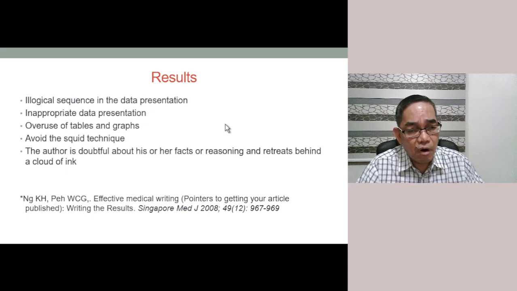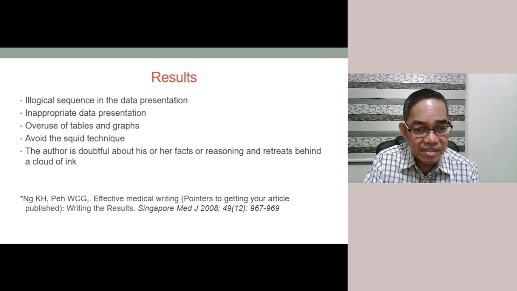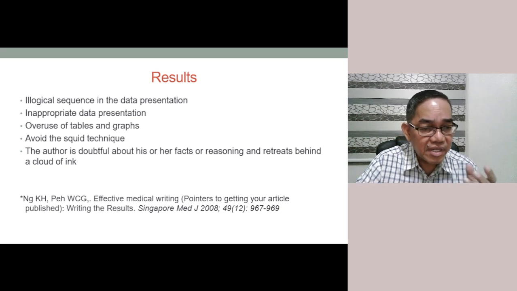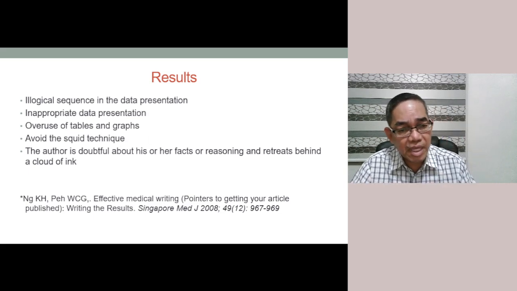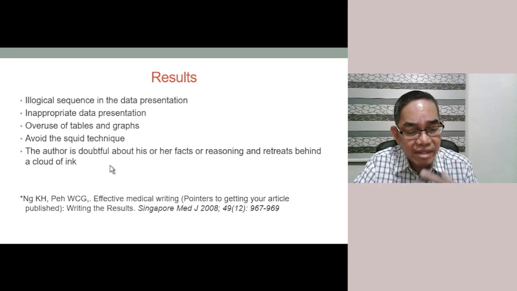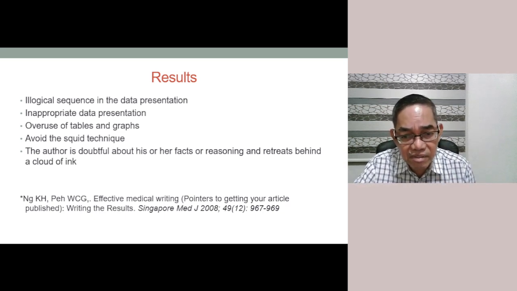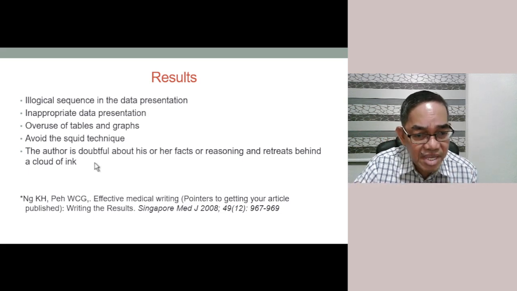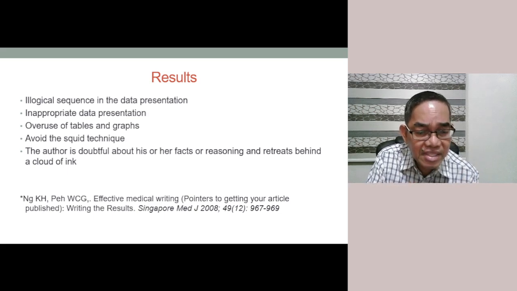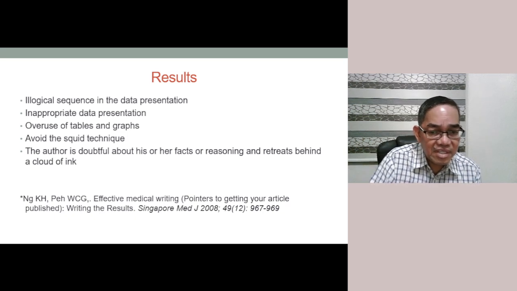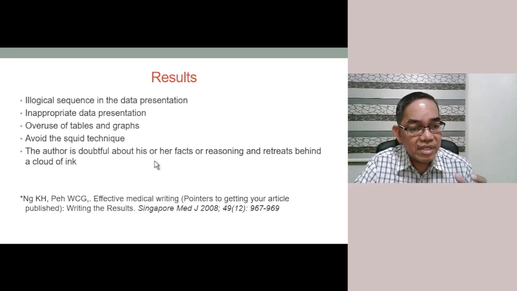There is also inappropriate data presentation. You talk of graphs when that should have been presented narratively or in a table. There is overuse of tables and graphs. Sometimes you use the tables and the graphs for the same findings. And avoid the squid technique. In the squid technique, the author is doubtful about his or her facts or reasoning and retreats behind a cloud of ink. He is not very sure of his findings, and so he retreats behind a cloud of ink. That's actually the squid technique.